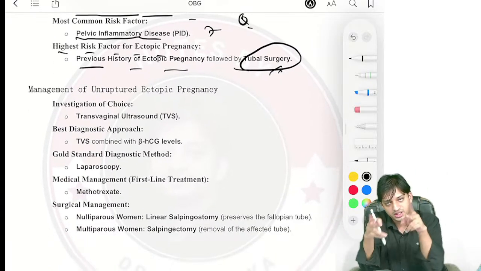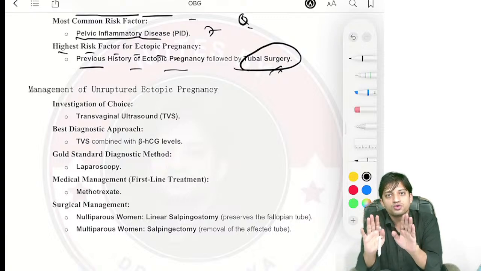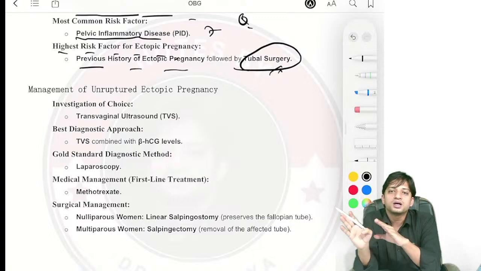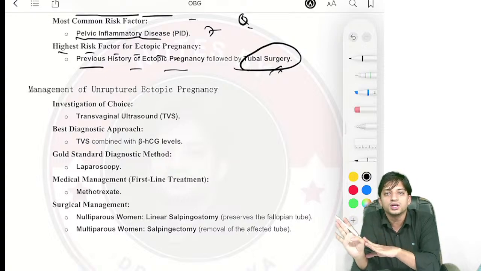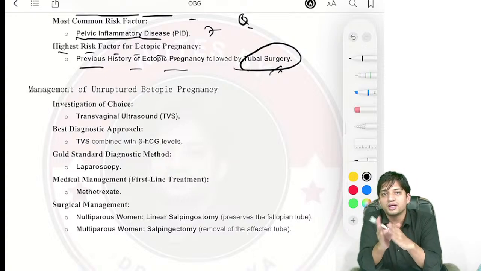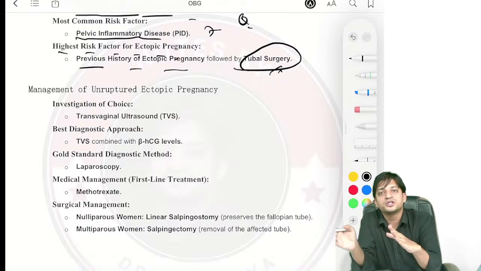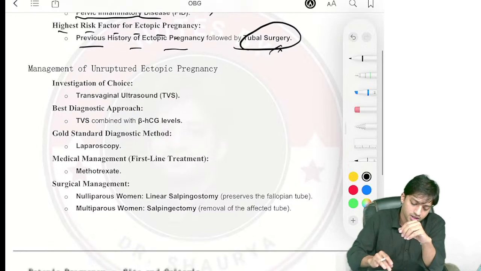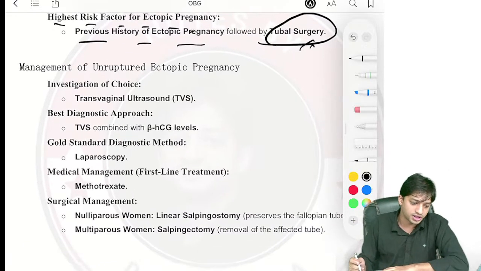Wherever there is previous history, highest risk factor, simple. They will give you in the question, previous history of ectopic, simply suspect another case of ectopic only, because whenever a female has previous history of ectopics, in the subsequent pregnancy also, the risk of developing ectopic pregnancy increases many folds. Come here. Come to the management of unruptured ectopic pregnancy.